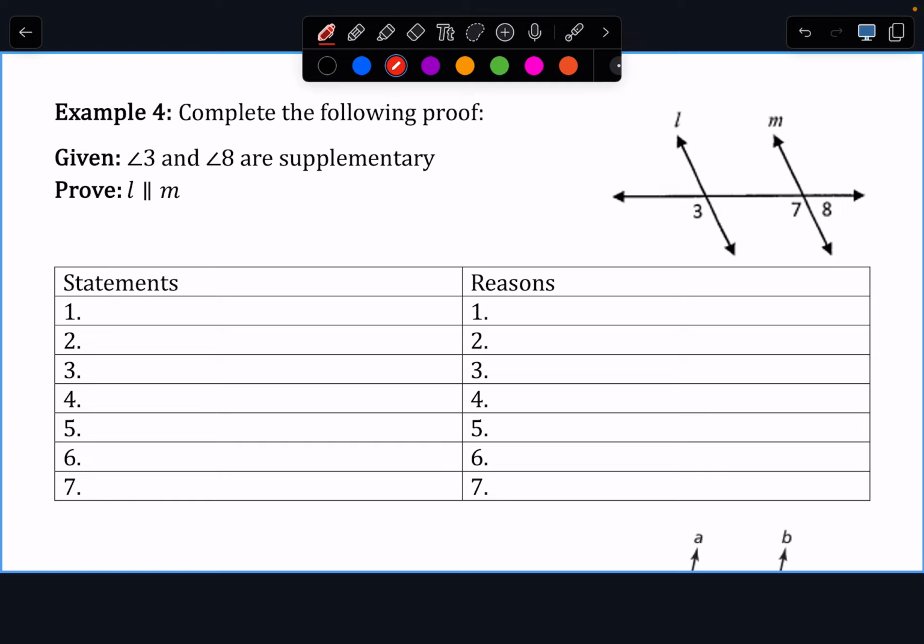Okay, here we go. Let's go ahead and write in that angle 3 and angle 8 are supplementary.